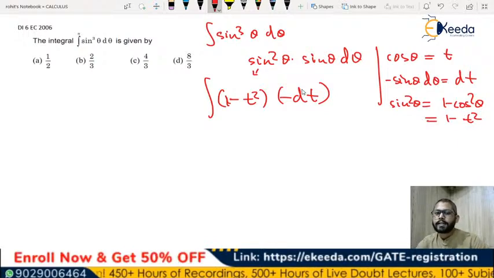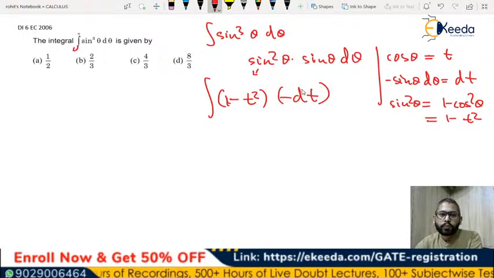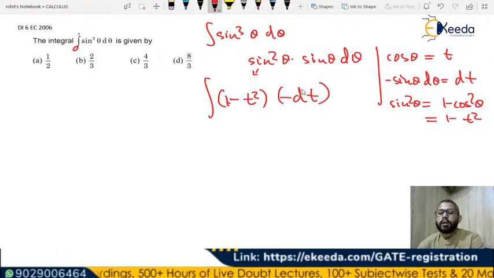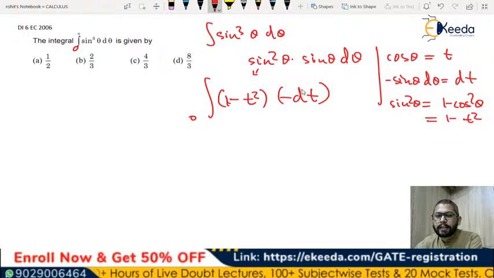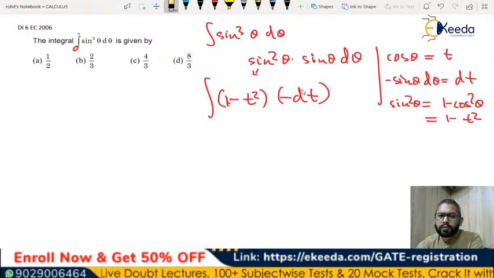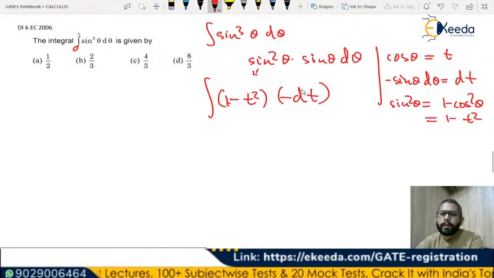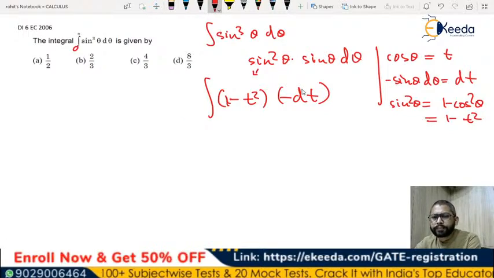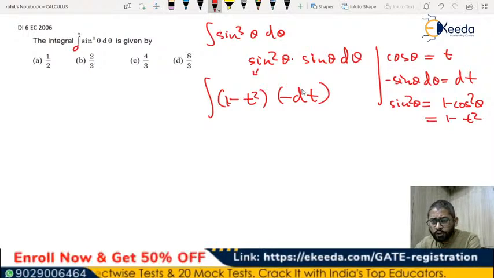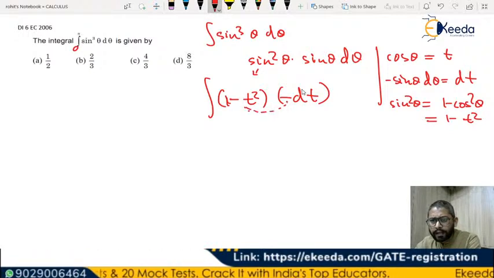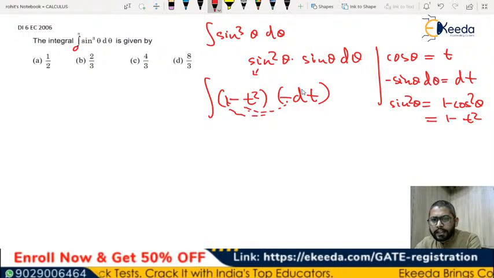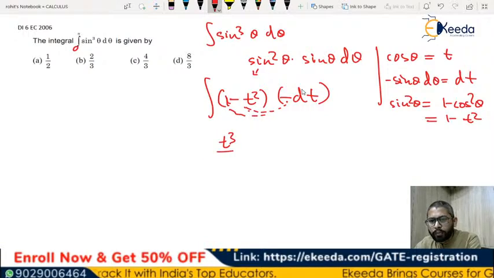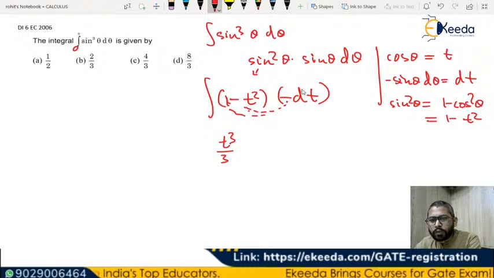Now you have this integration, and of course there are limits from 0 to pi. Now what you can do is, let's not put the limits now, we can put them at the end also. So considering this minus on both the terms, this is t square, so it will be t cube by 3 and minus 1, so minus t.